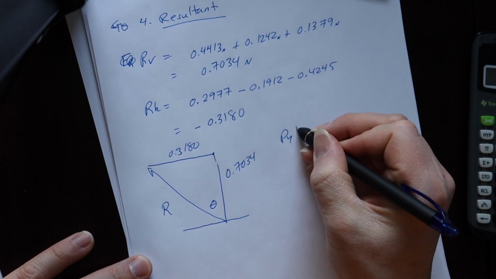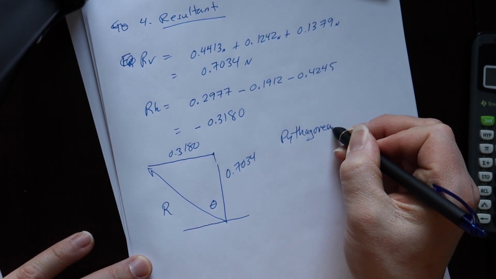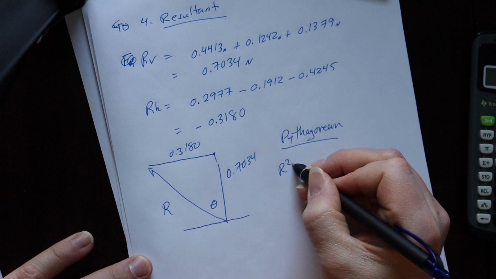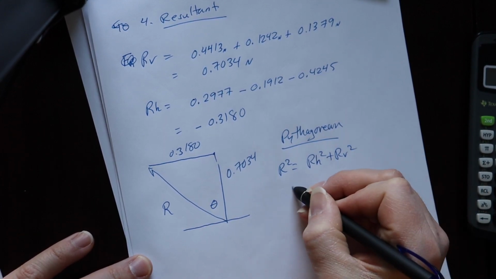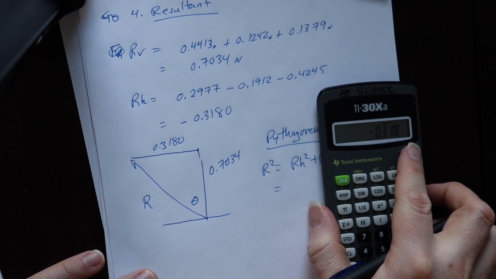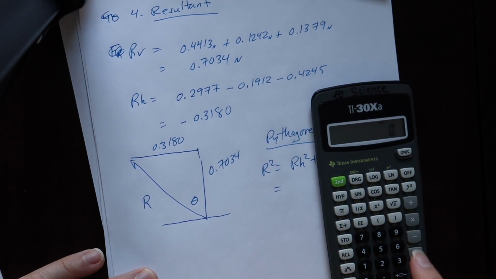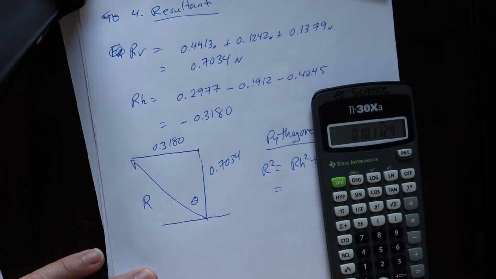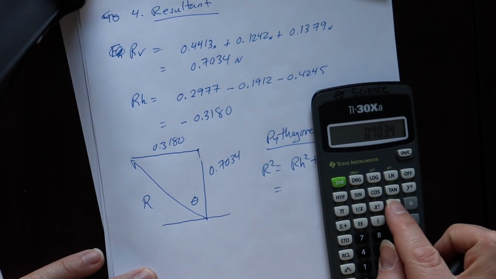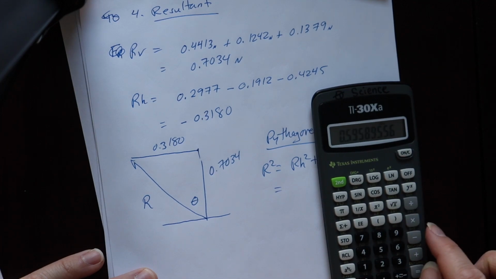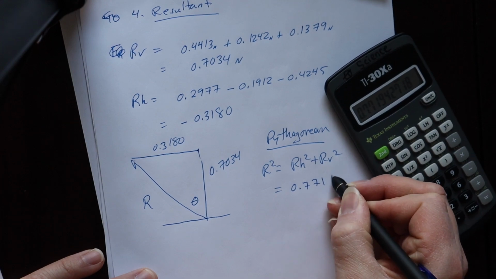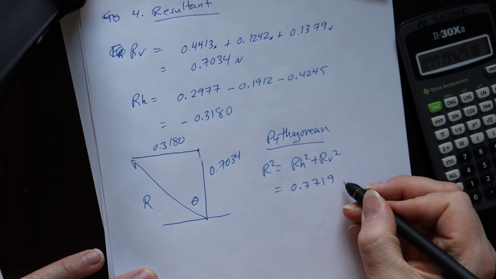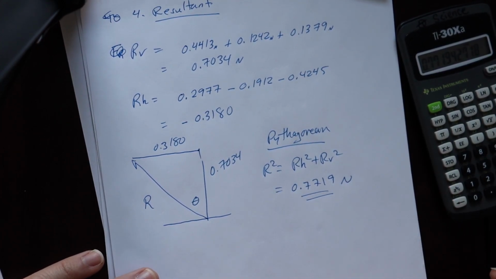So using Pythagorean, r squared is basically the horizontal squared plus the vertical squared. I'll let you type in the numbers here. So 0.3180 squared plus 0.7034 squared equals, square root that gives me 0.7719 newtons. So that's my resultant force.